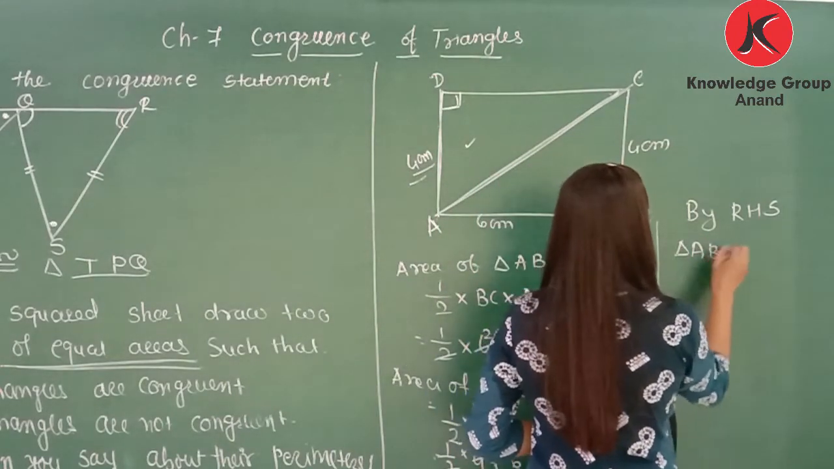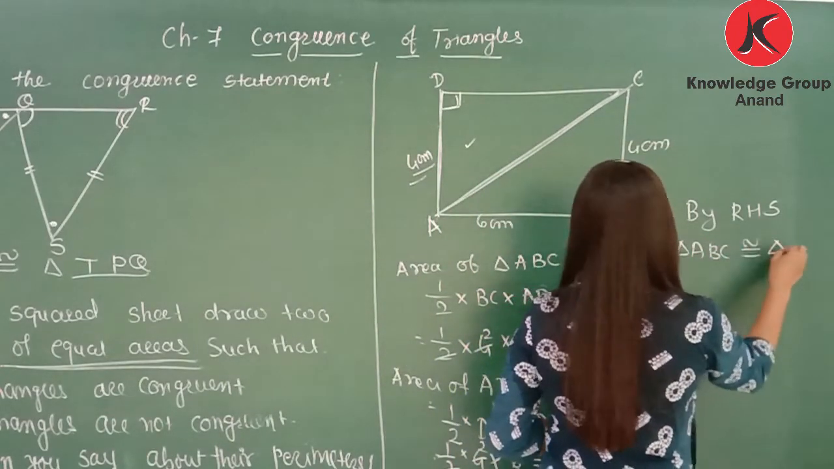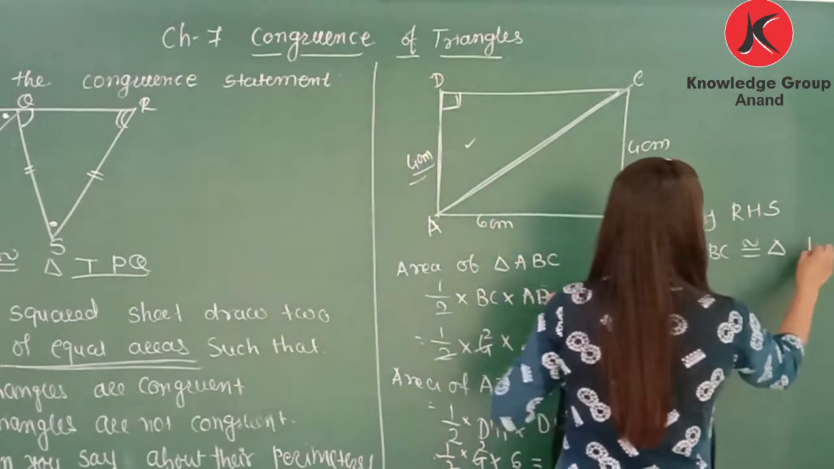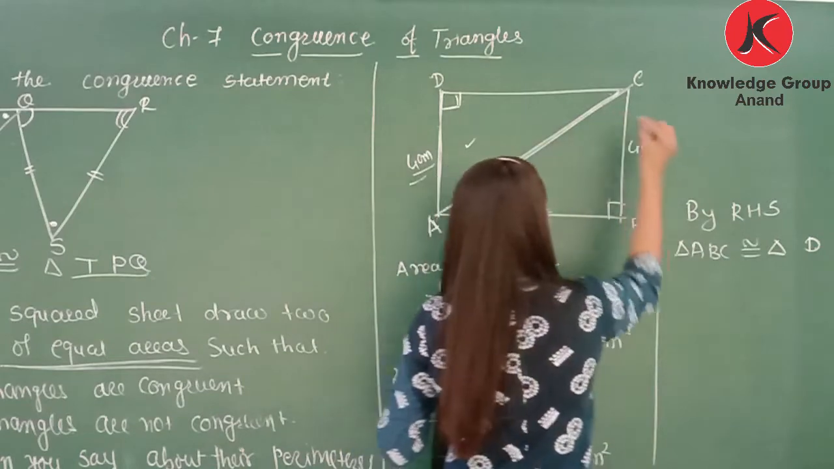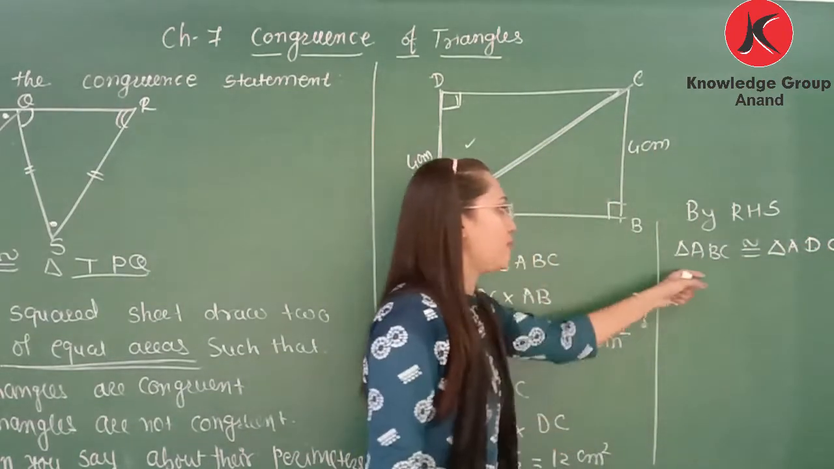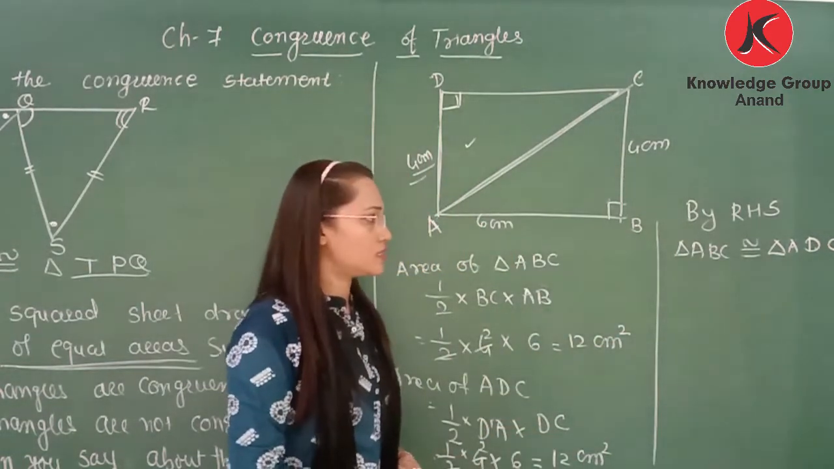triangle ABC corresponds to the other triangle. Here D corresponds to B. AC is corresponding, so it is AC. So triangle ABC is congruent to triangle ADC.